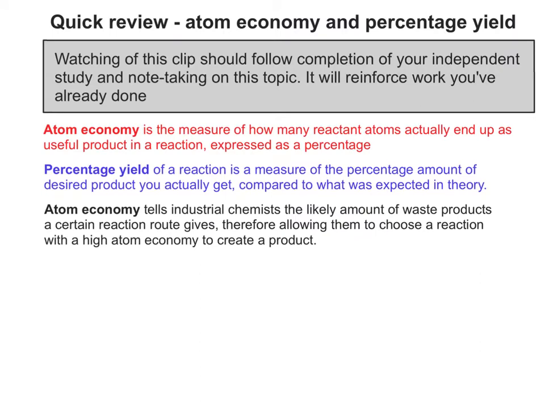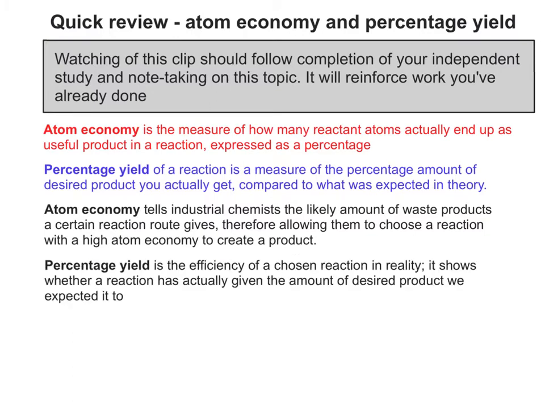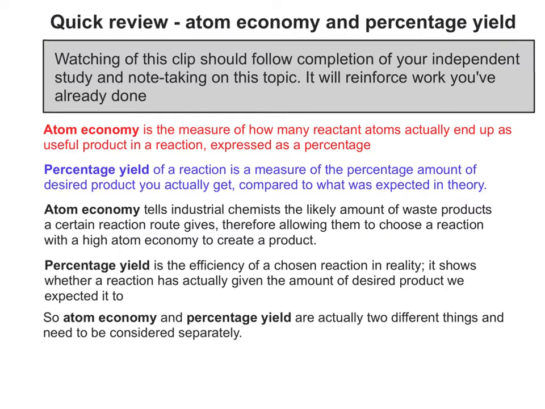So atom economy tells industrial chemists the likely amount of waste products a certain reaction gives, and this allows them to choose a reaction with a high atom economy to create a product that they're trying to make. So percentage yield is the efficiency of a chosen reaction in reality. It shows whether a reaction has actually given the amount of desired product we expected it to. So atom economy and percentage yield are actually two different things and need to be considered separately.